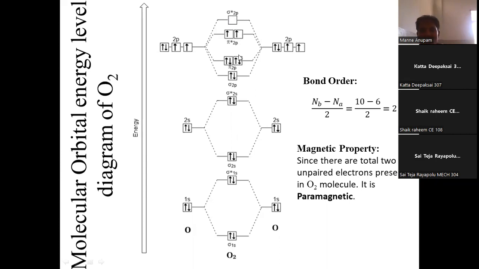So what we have to remember is that in the case of nitrogen, pi 2p is down and sigma 2p is up. But here in oxygen it is reverse. Sigma 2p is down and pi 2p is up. That is what we have to remember.